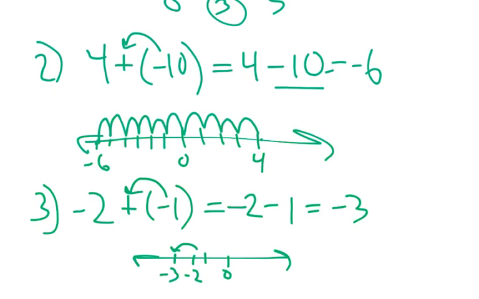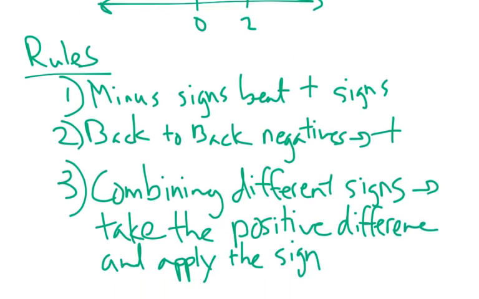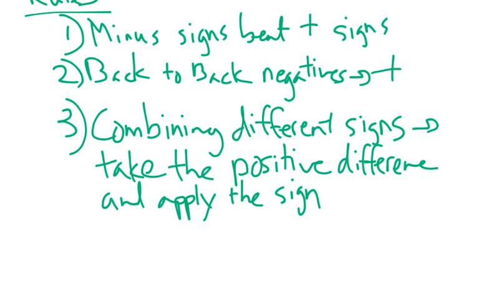Finally, let's look at rule 3 again. This is the hard one. Combining different signs: take the positive difference and apply the sign. So, rule number 3.